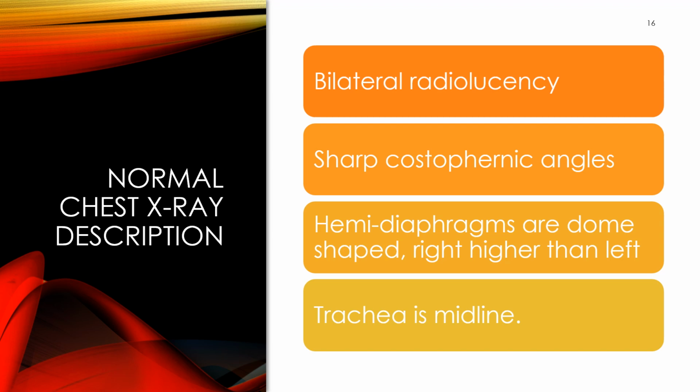How about sharp costophrenic angles? That's basically normal. That's your diaphragm, and that's very healthy. How about hemidiaphragms are dome-shaped, right is higher than the left? They'll say, that sounds like some kind of problem. Actually, that's normal because on the right-hand side you have your liver, so your diaphragm falls a little bit higher. Or they say the trachea is midline. The trachea should be midline. These are all normal chest descriptions. So when you see these words, don't get alarmed. That's a normal x-ray. These are very healthy x-rays.